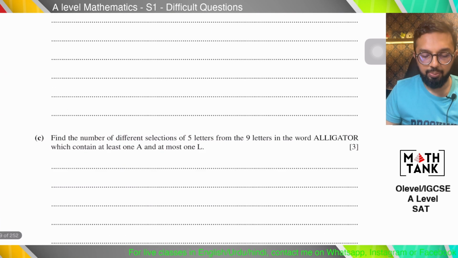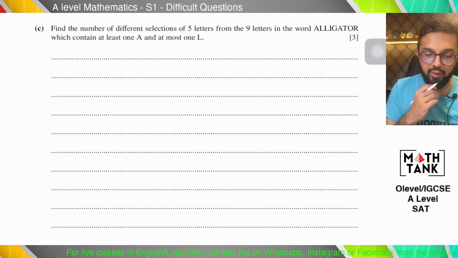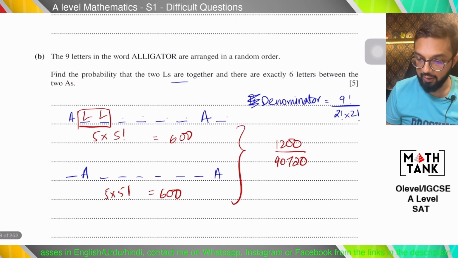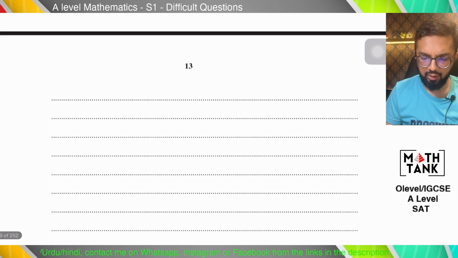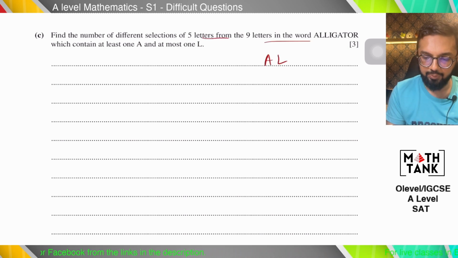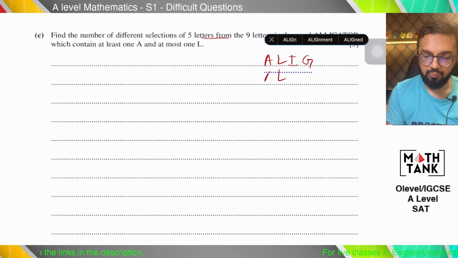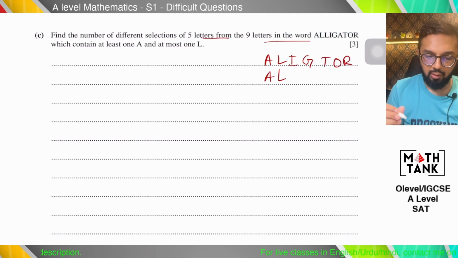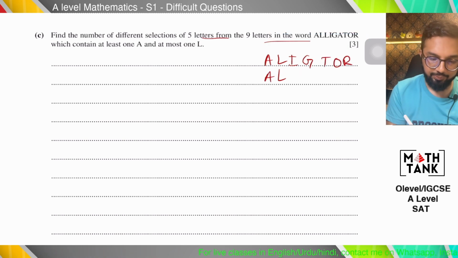Okay, moving on to part C for this one. Find the number of different selections. This was a 5-mark question, so it's tough. Okay, so think about it before you attempt it. Find the number of different selections of 5 letters from the 9 letters of the word alligator, which contain at least one A and at most one L.